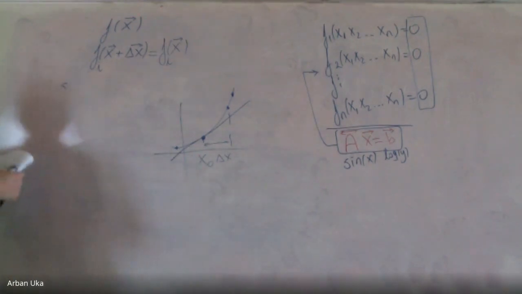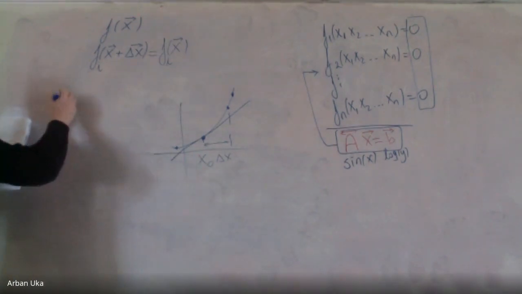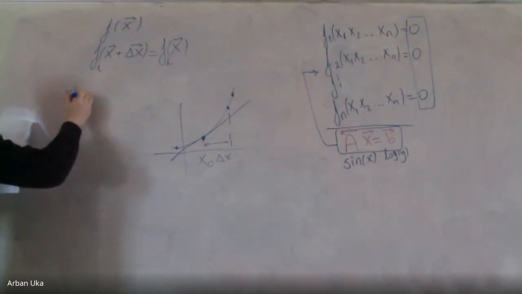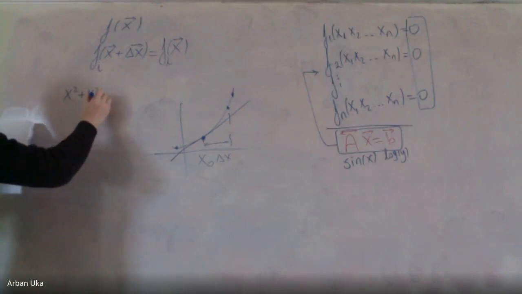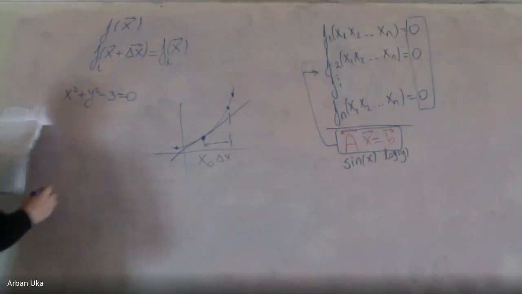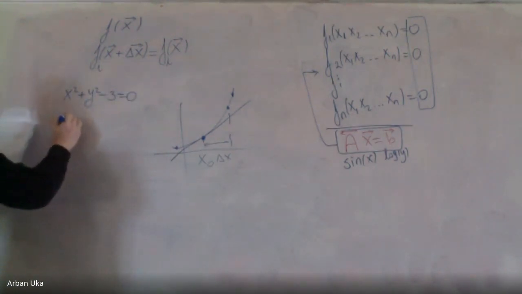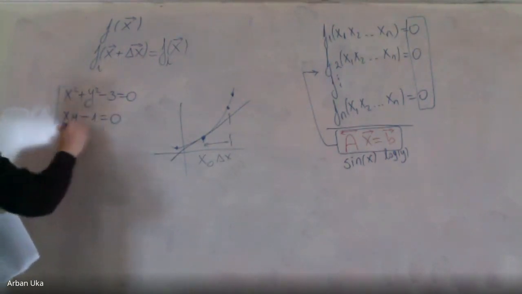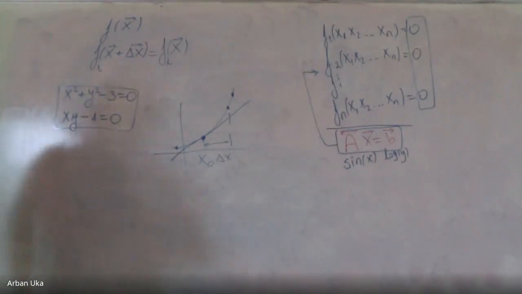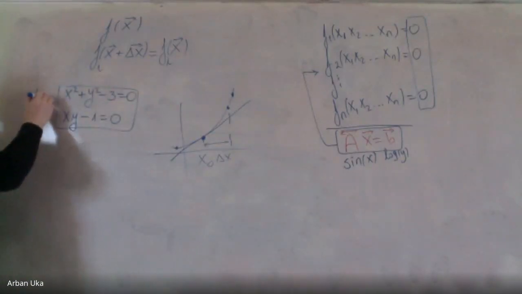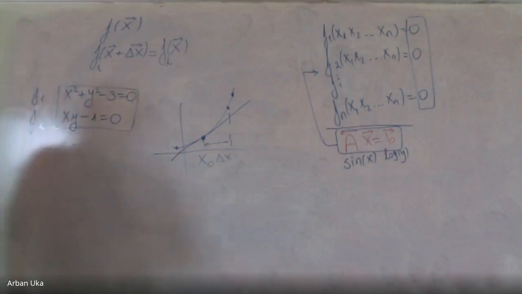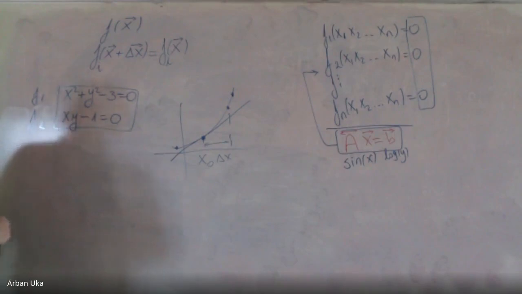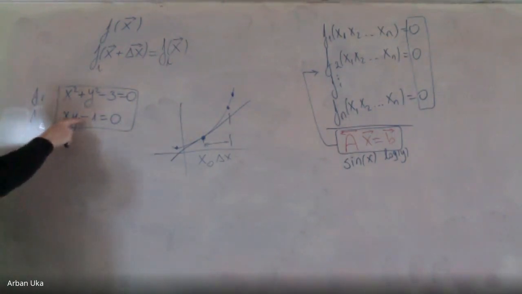Let's assume that we have this function: x squared plus y squared minus 3 is equal to 0. And the other function is xy minus 1 equals 0. Okay, so here we get two functions. Now, this is f1, and this is f2. So f1 is x squared plus y squared minus 3 equal to 0, and f2 is xy minus 1 equal to 0.